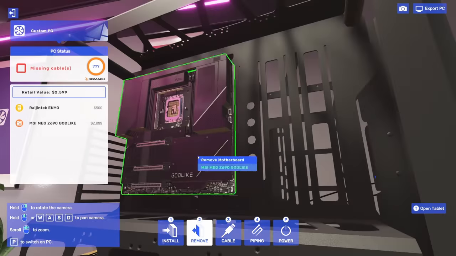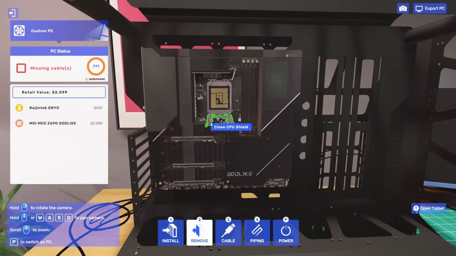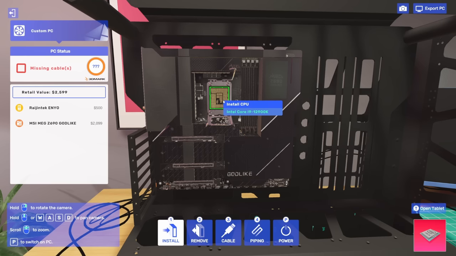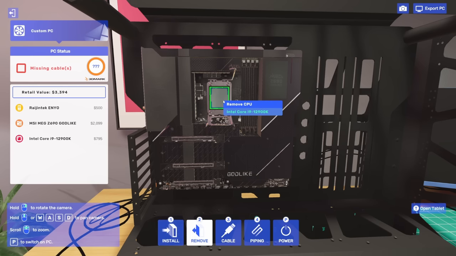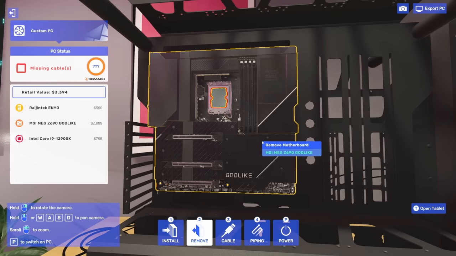Of course, the most expensive CPU, because we do not have Intel's 13th gen, which does exist in real life, sort of just now. We only have 12th gen. So the 12900K is a $795 CPU in this game. So there's that. Sealed away, happy.